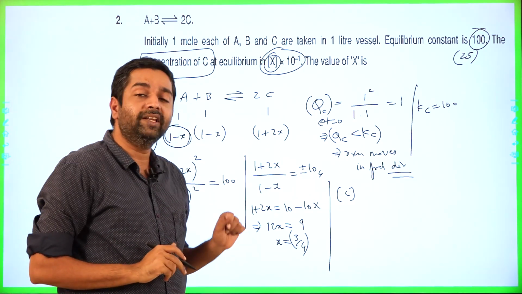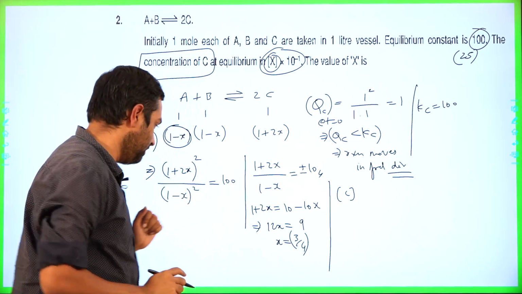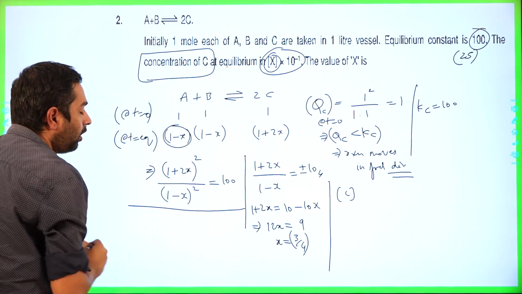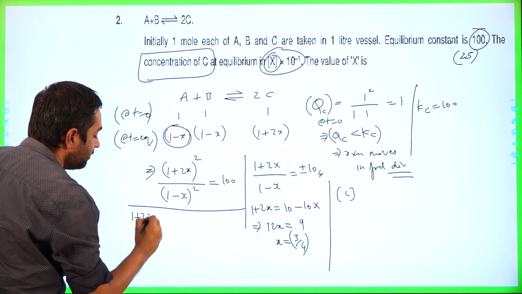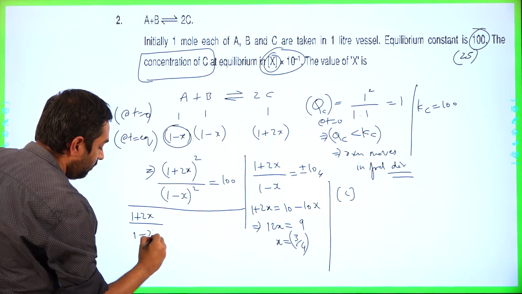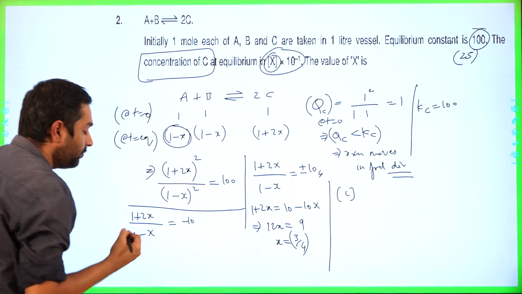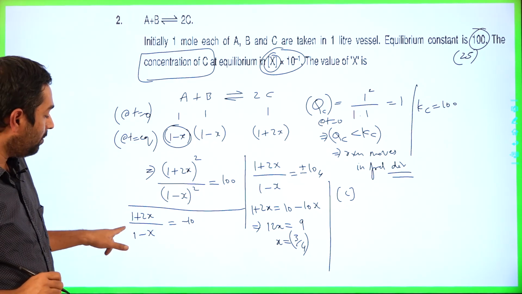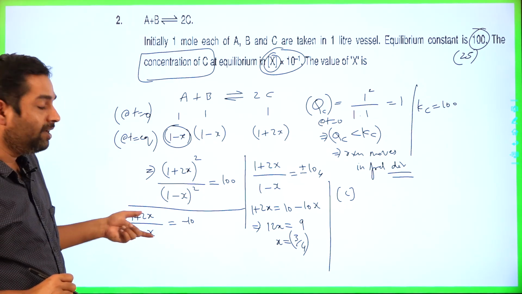If I take it as minus 10, I will not have it as consistent. Let me show you that case as well. When you are taking it as minus 10 in this particular case here, what do you end up having in that scenario? So if I take it like this, what happens is 1 plus 2x works out as minus 10 plus 10x.